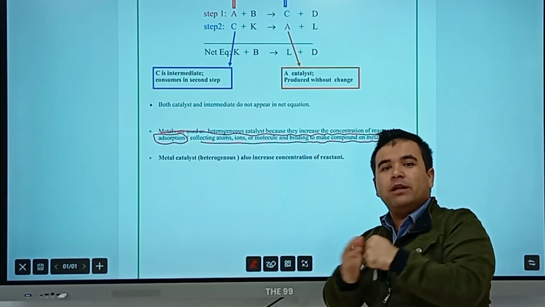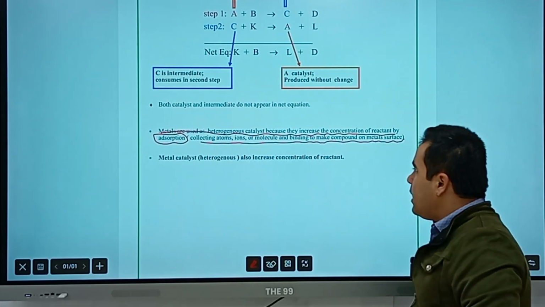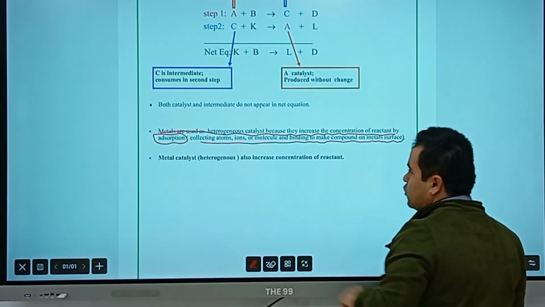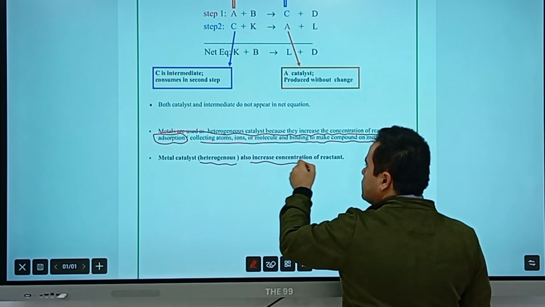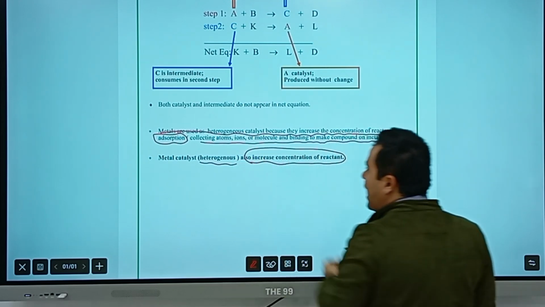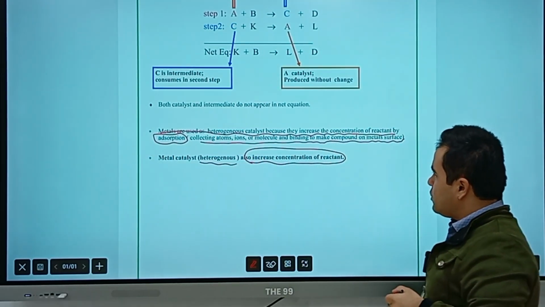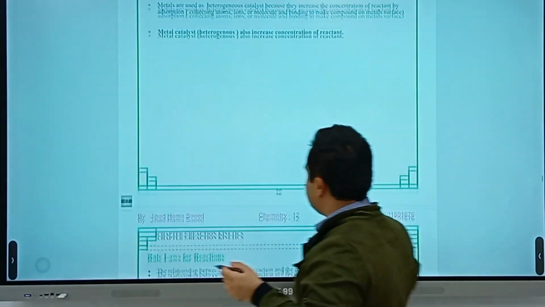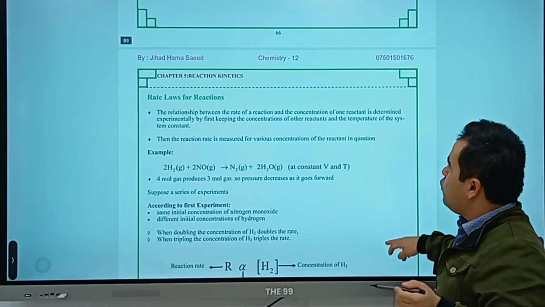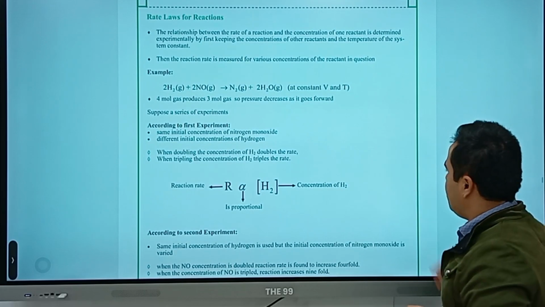The atoms bind on the metal surface much faster, and that increases the rate of the reaction. So metal catalysts, they are heterogeneous, also increase the concentration of reactant. They act as increasing the concentration of the reactant. The effect is the same as increasing the concentration of the reactant.